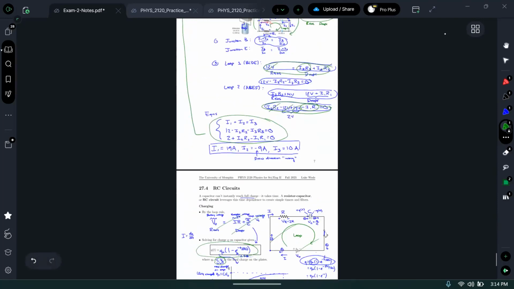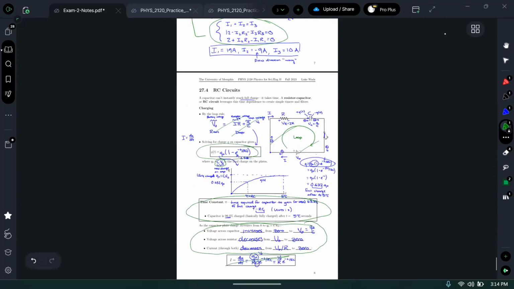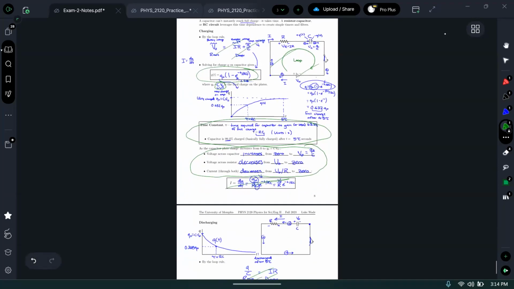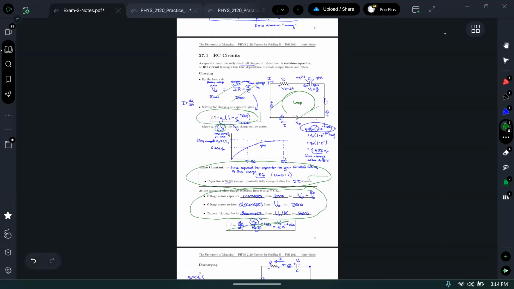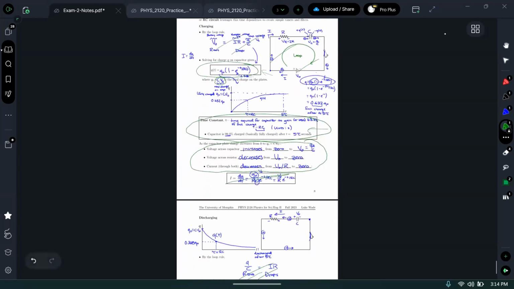That is just about it for RC circuits. Expect more conceptual questions. If you have a calculation one, it would most likely be related to time constants, how long it takes something to charge, and then how much charge you have.